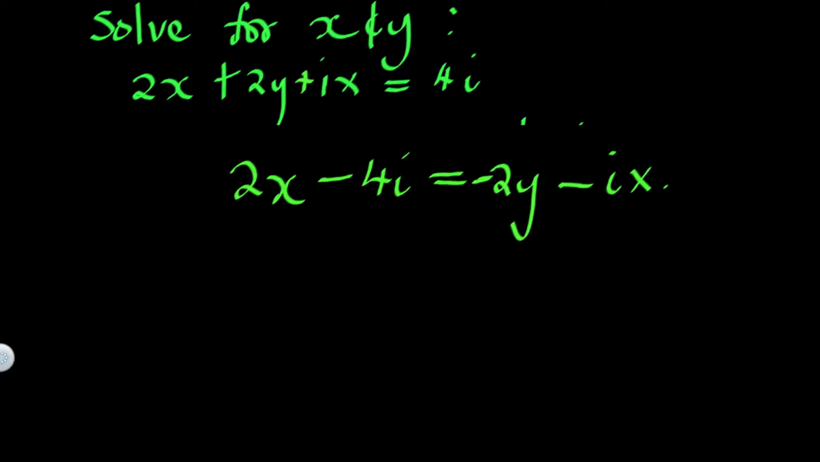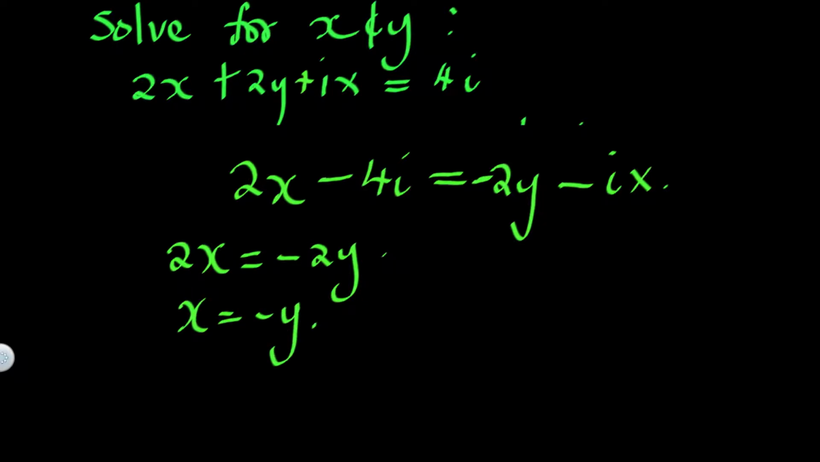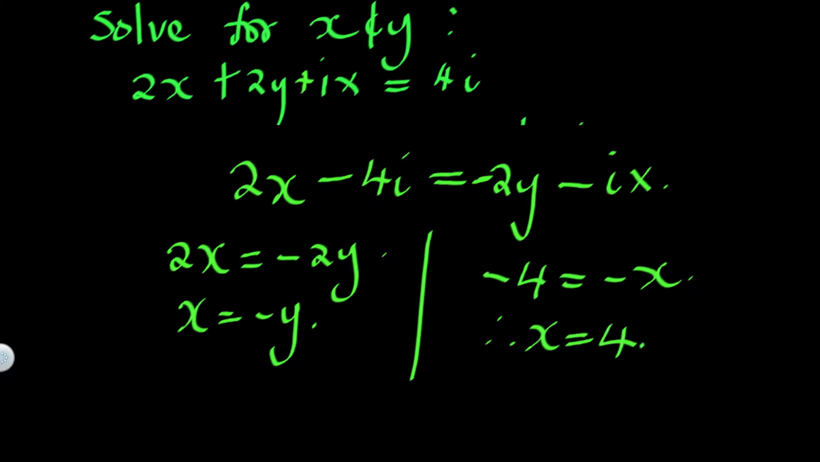Now I can equate the real parts and I also equate the imaginary parts. From here, we know that 2x should be equal to minus 2y, which means x is equal to minus y. See? Same approach. And y is equal to minus x. Now, the other part, I'm going to equate the imaginary parts. This means minus 4 is equal to minus x. Therefore, x is equal to 4. Once we know our x, it means we know our y, and therefore 4 is equal to minus y, which means y is equal to minus 4. So both ways, no matter which way you use, you should get the same answer. x is 4 and y is minus 4.